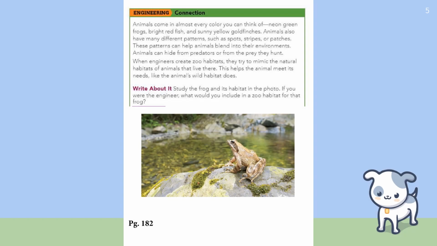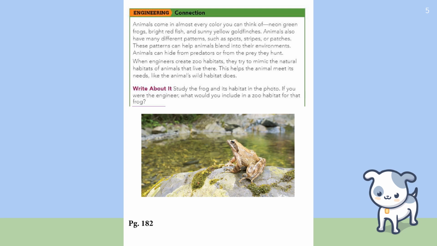Engineering connection. Animals come in almost every color you can think of. Neon green frogs, bright red fish, and sunny yellow goldfinches. Animals also have many different patterns, such as spots, stripes, or patches. These patterns can help animals blend into their environments. Animals can hide from predators or from the prey they hunt.